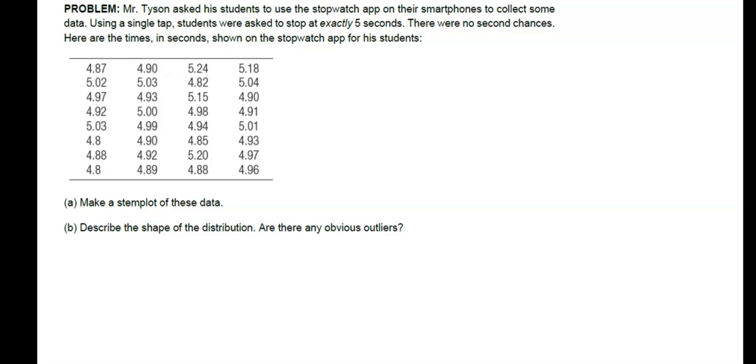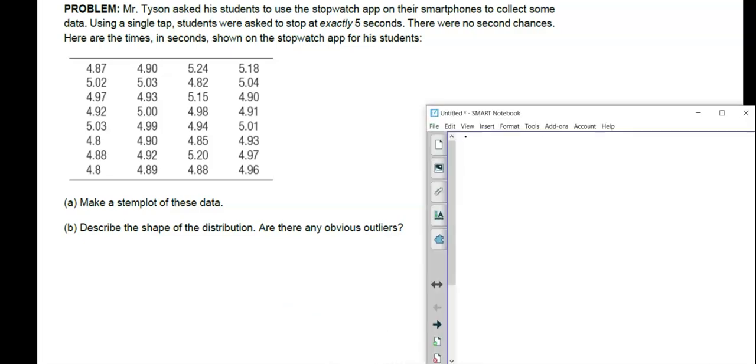Make a stem plot of these data. Describe the shape of the distribution. Are there any obvious outliers? You want to do this one by hand. The calculator does not do a stem plot for you. When you're making the plot, the smallest number I need, wow, there's not a lot of numbers here. There's 4s and 5s.